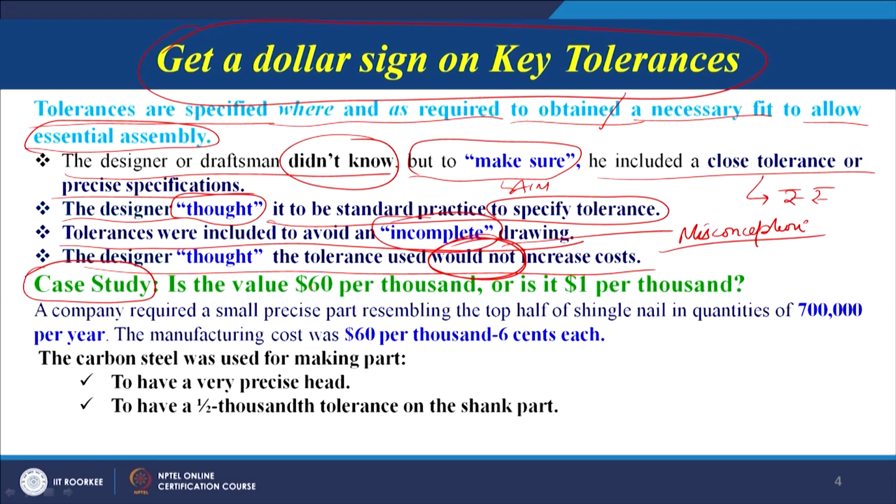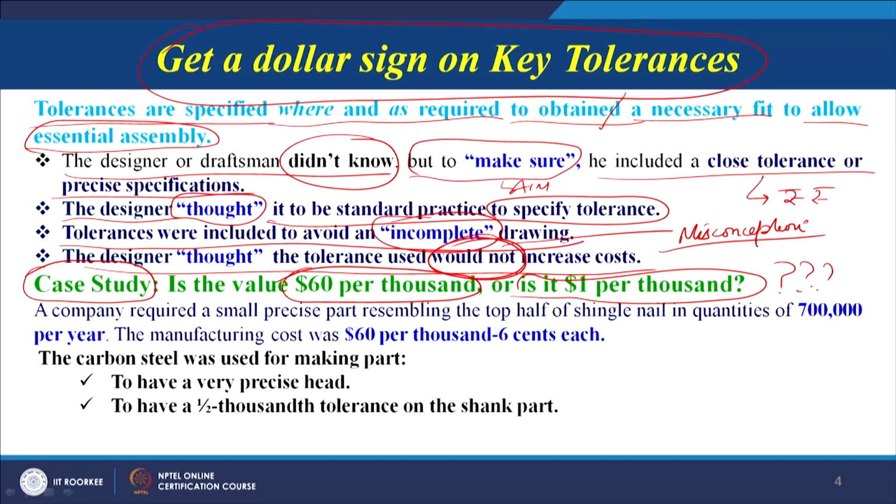Is the value $60 per thousand, this is the cost of some part which we are going to see, or is it $1 per thousand? So for a particular part, which in this case study is a nail, should we really pay $60 per thousand, or can the same function be achieved by a nail at $1 per thousand? This is a very, very important question as it is given here.